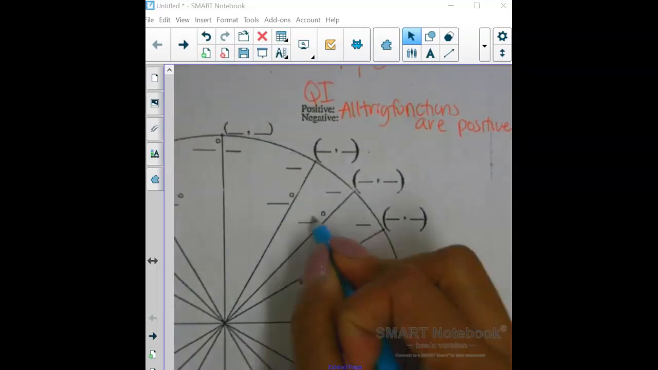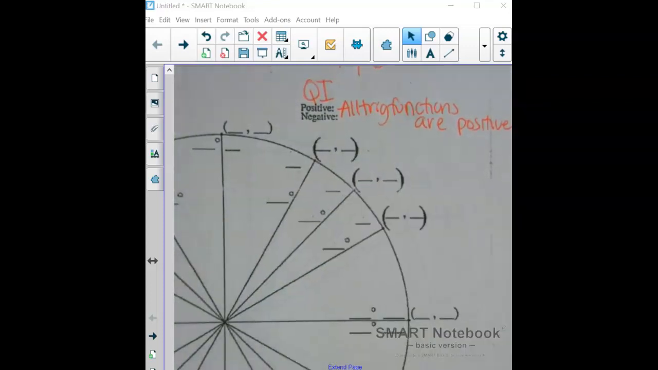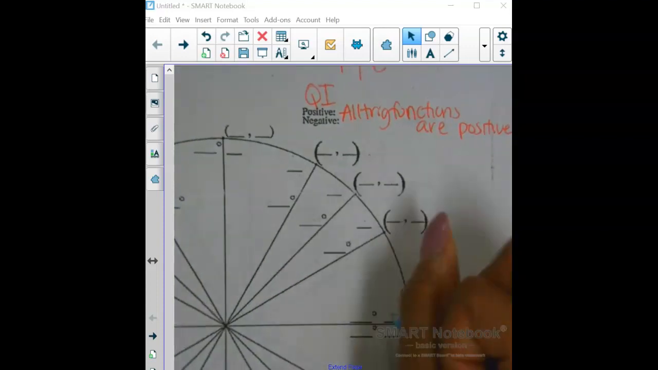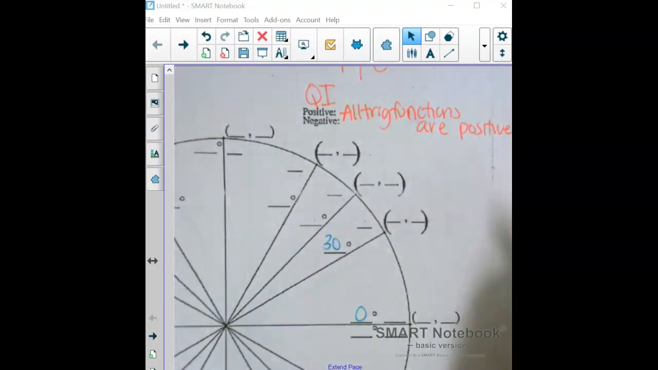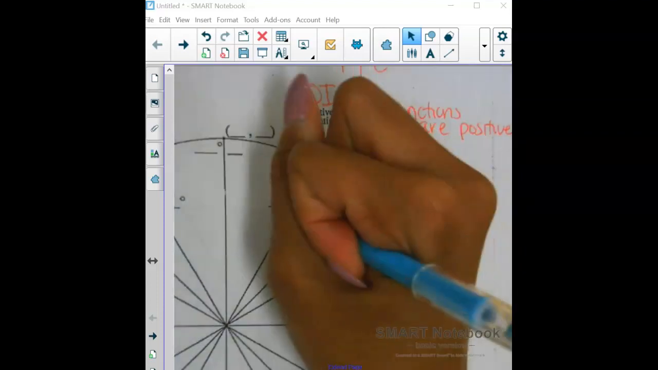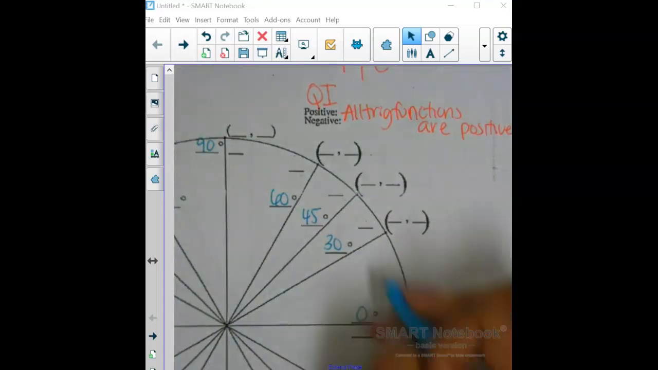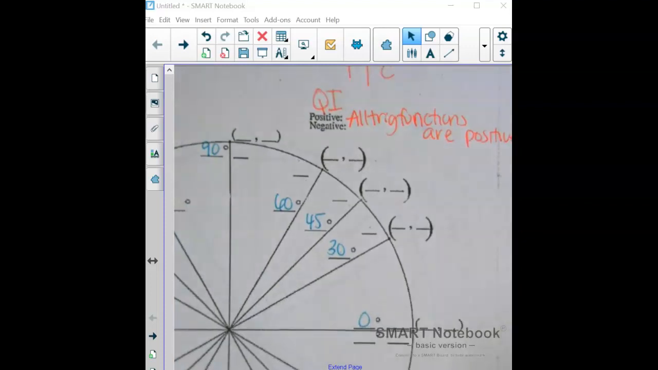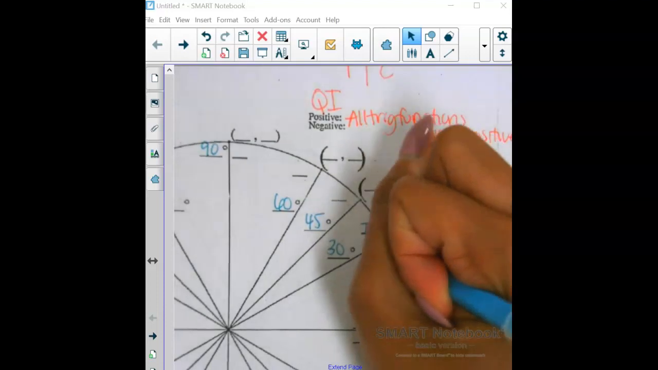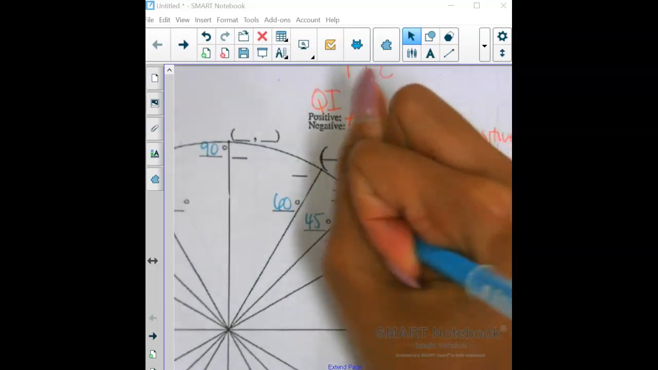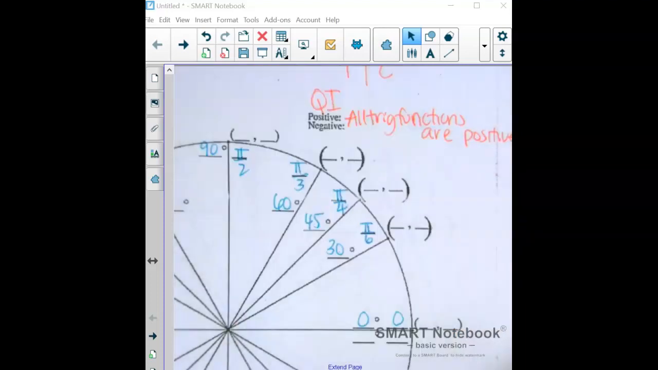We're going to talk about the degrees, the radians, and the coordinates. So let's start out with the degrees. We have 0, 30 degrees, 45 degrees, 60 degrees, and 90 degrees. Write the radians for each of those. Radians would be 0, pi over 6, pi over 4, pi over 3, and pi over 2.